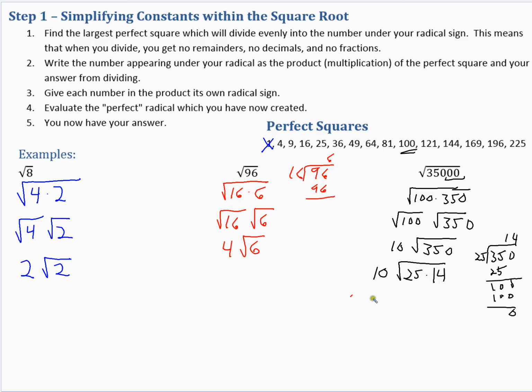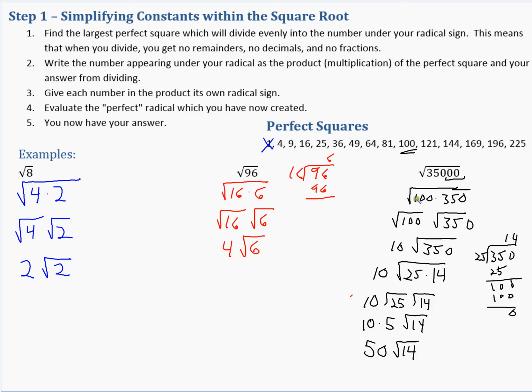And now we're doing the same thing we did before. We'll split this up into the square root of 25 times the square root of 14. And the square root of 25 is 5 times the square root of 14. And so we have 50, because 10 times 5 is 50, times the square root of 14. And that is our simplified version.